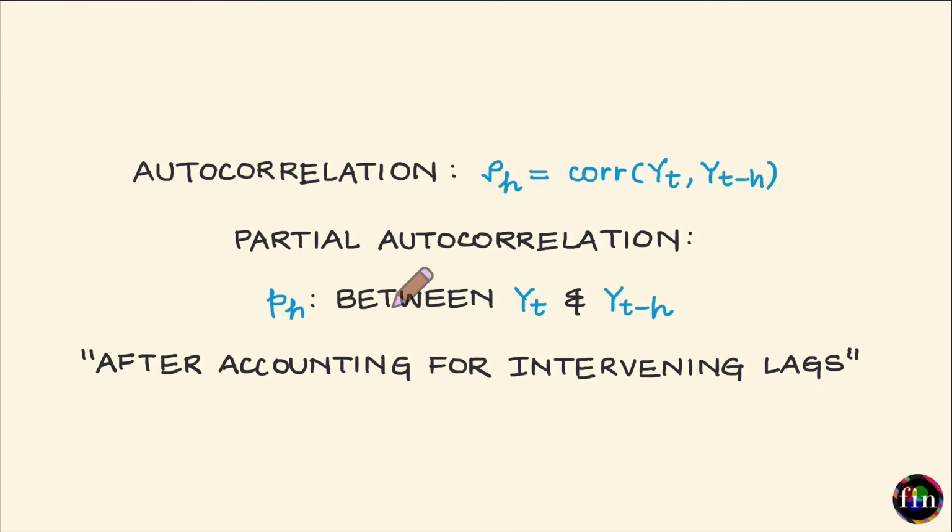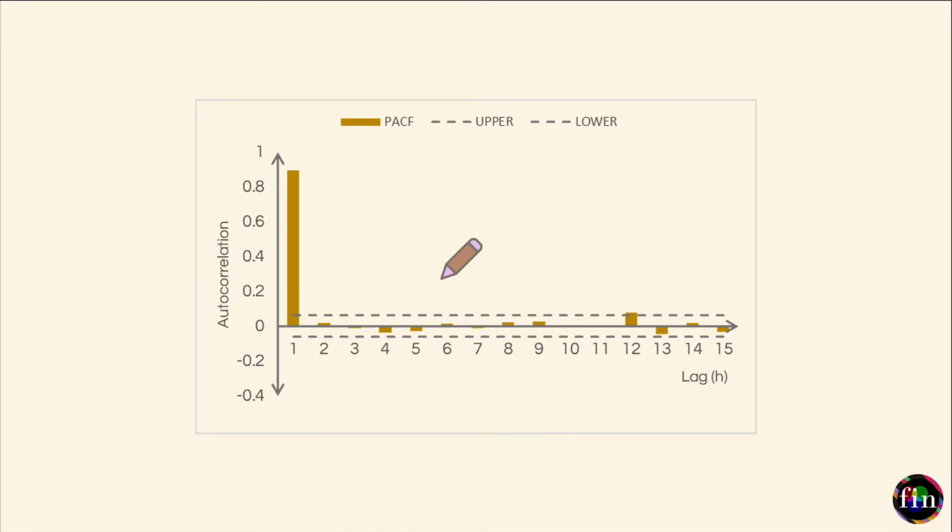So if I were to plot the partial autocorrelation function for correlogram B, this is how it looks. See, the partial autocorrelation function is significant for lag 1, and then it abruptly decays to 0 beyond this lag 1.